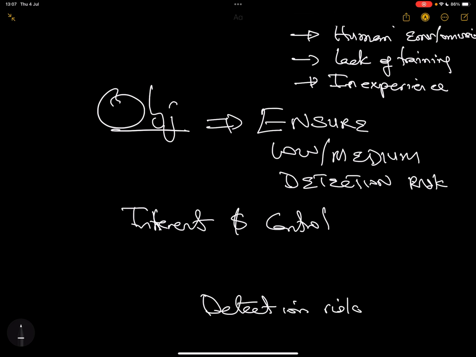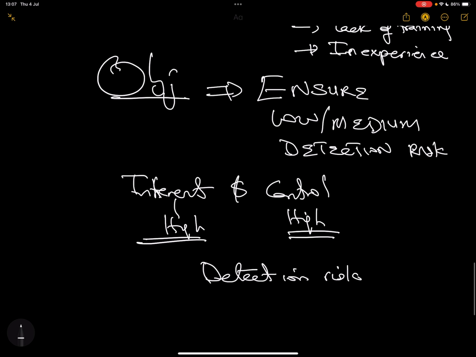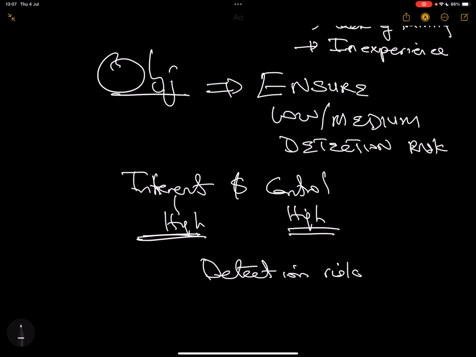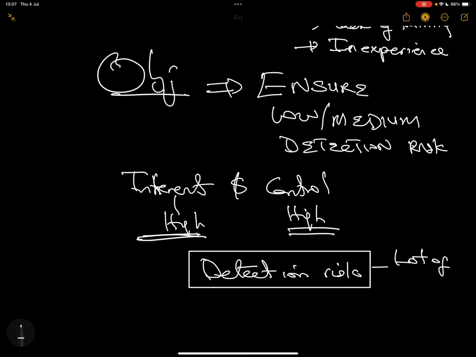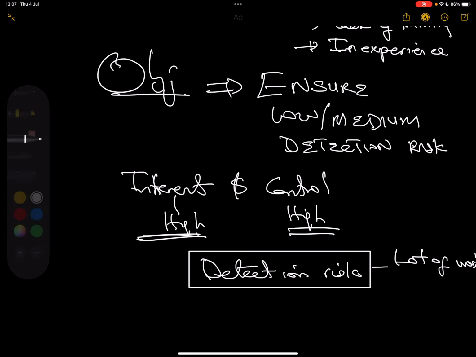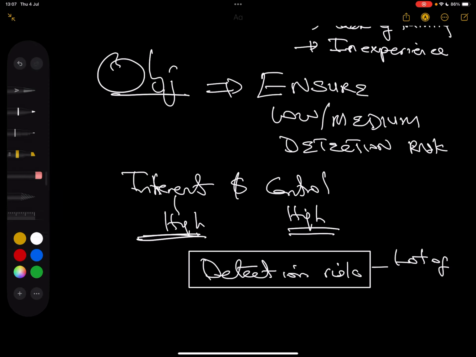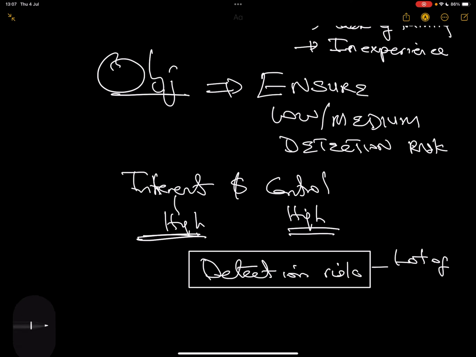So, if this is high and this is high, you know that this is already too much problem for you. You don't have control. The industry is highly risky. Then you know that for your detection risk, you must do a lot of work. You must do a lot of work to bring it down, because like I said, your objective is to make it as low as possible.